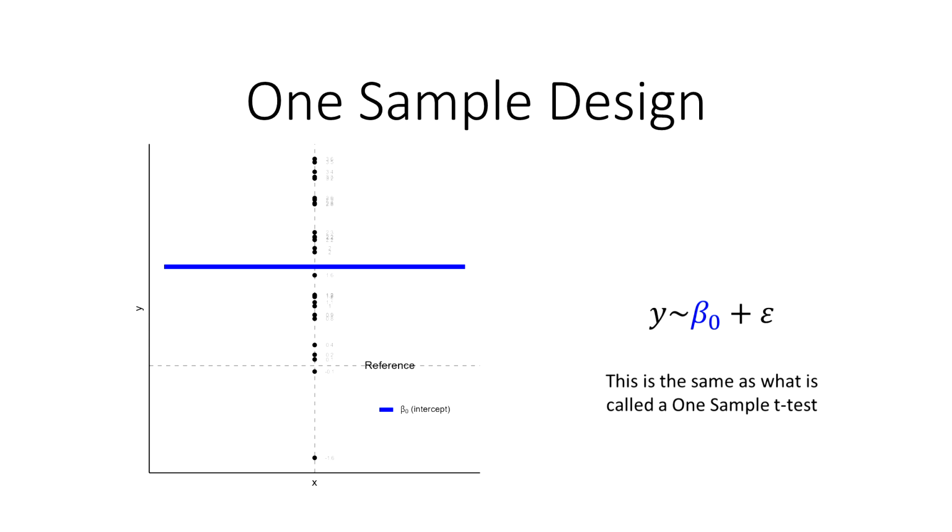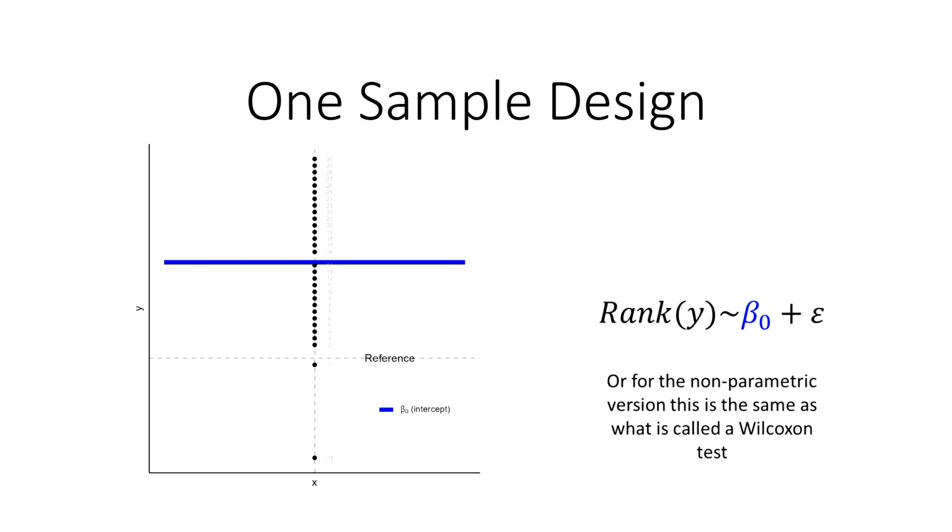Again, if we have some data that is not normally distributed, we can also apply our linear model to the rank transformed data, or the signed ranks of the data more correctly. And for this, we have what's called a non-parametric version of the one-sample t-test, which is called a Wilcoxon test.